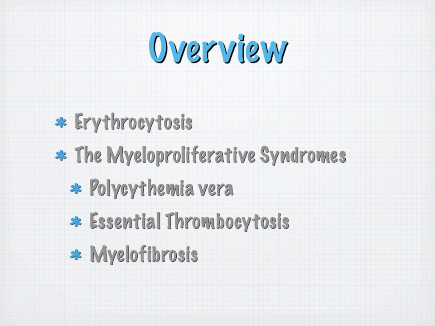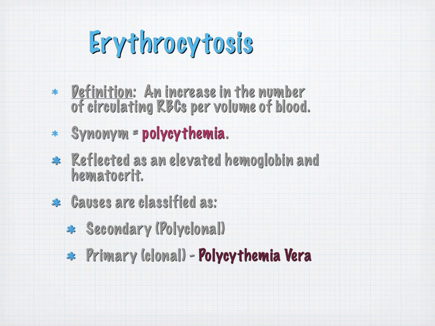So what are we going to talk about? Erythrocytosis, the myeloproliferative syndromes known as Polycythemia vera, essential thrombocytosis, and myelofibrosis. Beginning with erythrocytosis, we could define that as an increase in the number of circulating red blood cells per volume of blood. That's synonymous with polycythemia. And we're going to see that reflected in our laboratory values, since that's really my thing, reflected as an elevated hemoglobin and hematocrit.